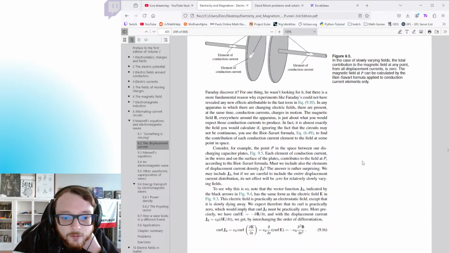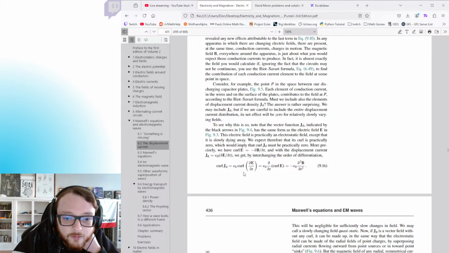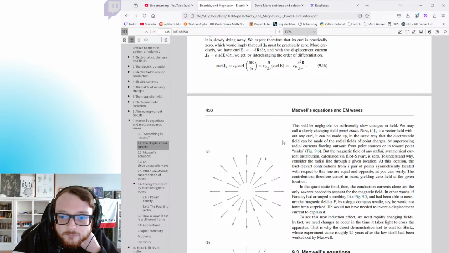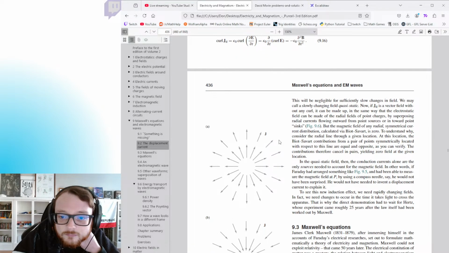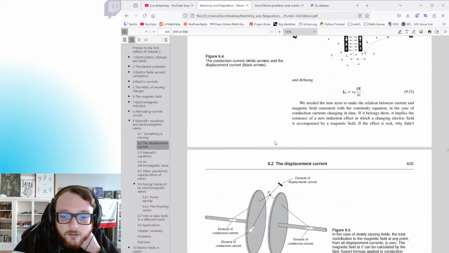9.4. Or it's in section 9.2, but it's figure 9.4. Yeah, I didn't understand that. Oh, figure 9.4. Okay. The white arrows and the black arrows. Yeah.